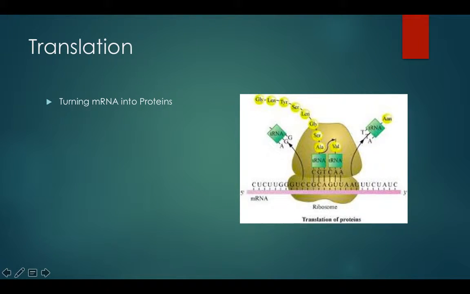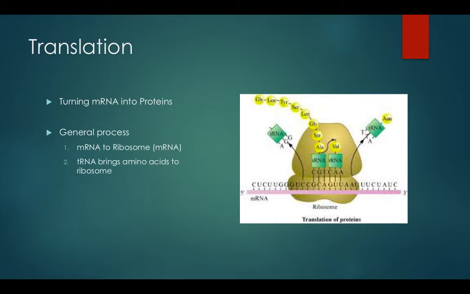So, now that that's out of the way, let's talk about translation. And no, I don't mean translation from English to Chinese. I mean translation in biology, which is when you turn messenger RNA into proteins. The general process for this is that the mRNA goes to the ribosome, the tRNA brings amino acids to the ribosome, and the ribosome makes the protein, which is your polypeptide, that fancy word I used from before. That's your basic process of translation.